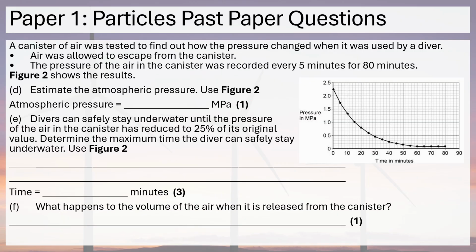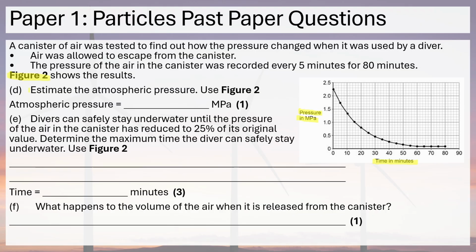Next part of this question then, we've got a canister of air and it's tested to find out how the pressure changes as it's used by a diver. Obviously as the diver is using up the air in the canister, there's less air in the canister and the pressure's dropping. The way they did this was to allow air to escape from the canister and then to record the pressure every 5 minutes for 80 minutes, and the results are shown in figure 2. So over here in figure 2, we've got time in minutes. You can see they've taken a reading every 5 minutes and they've got the pressure in megapascals every 5 minutes.